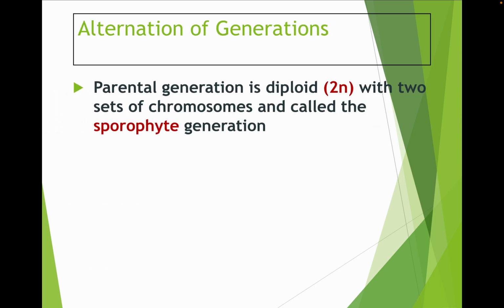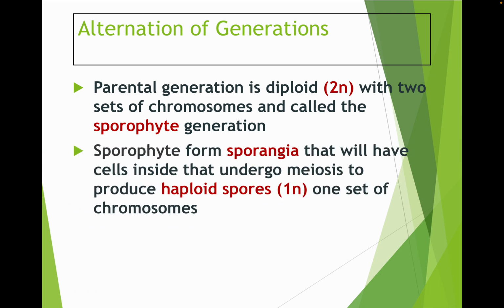Okay, so let's talk about the alternation of generations. The parental generation is diploid, which we represent by 2N, with two sets of chromosomes, called the sporophyte generation, just like in animals. The cells that undergo meiosis are always diploid to start. The sporophyte forms what we call sporangia. They have cells inside that undergo meiosis to produce haploid spores. If you need a review of meiosis, go ahead and do that. But meiosis is two divisions that produce haploid cells for reproduction.